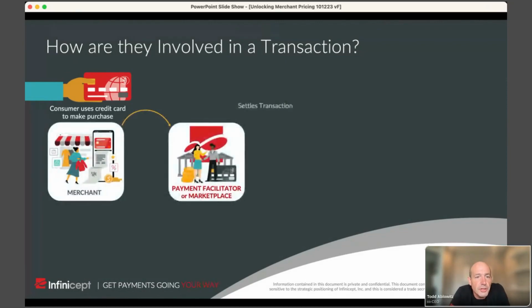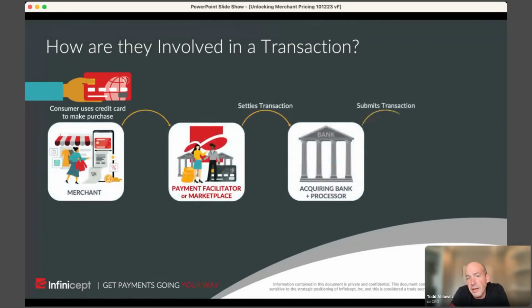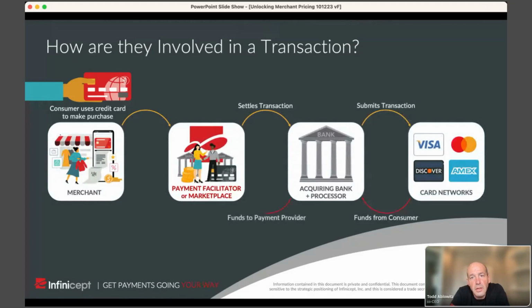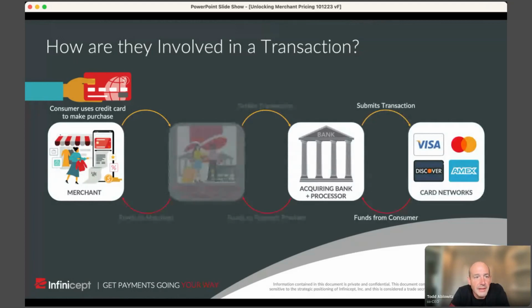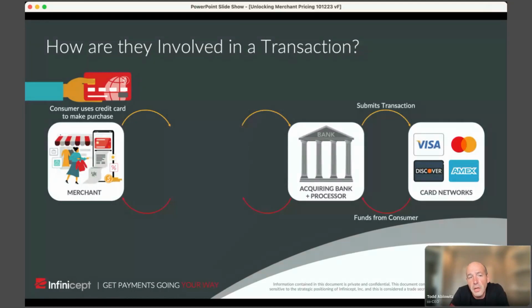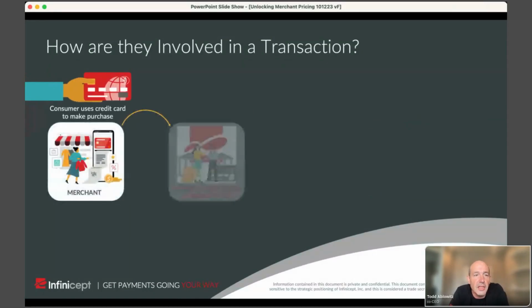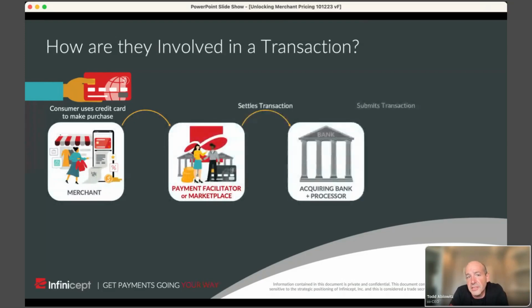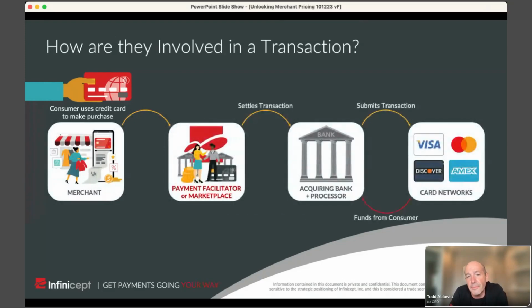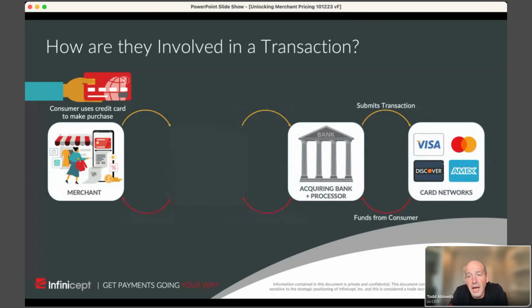But you've got a merchant, you've got a payment facilitator, you've got a processor, and you've got the card networks. And so the consumer uses the card, makes the purchase, goes to the payment facilitator or whomever is that front line. I'm going to build this again just so I can talk to it. You've got the transaction going to the payment facilitator. They're going to send that to a processor that's going to submit the transactions to the card network.